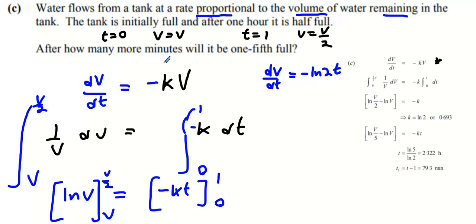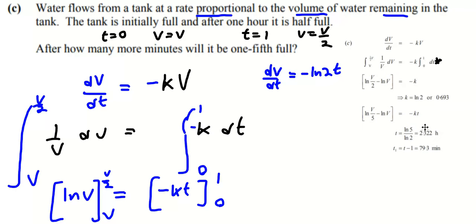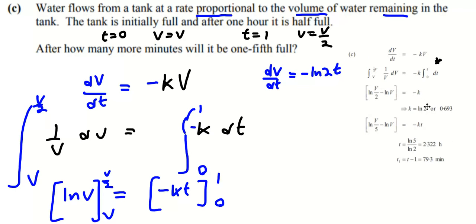After how many more minutes will it be 1/5 full? So when you're talking about more minutes, I suppose you can do it from the start to V over 5 if you want. We know that it takes 60 minutes to get to half full. So we use the same system again, except this time we replace it with V over 5.